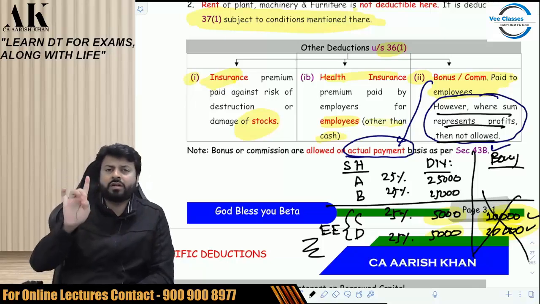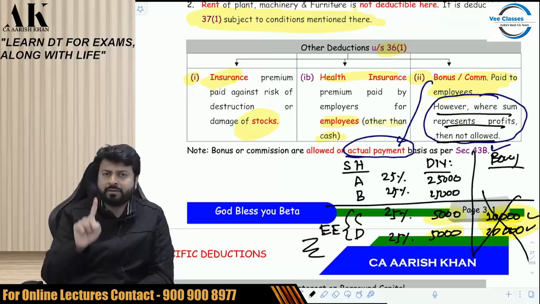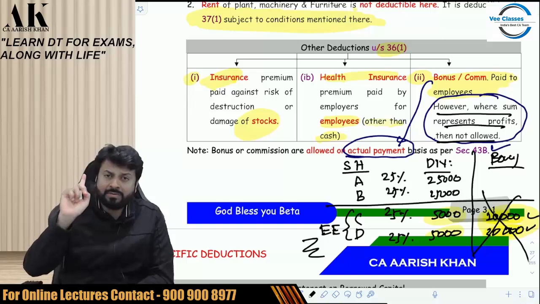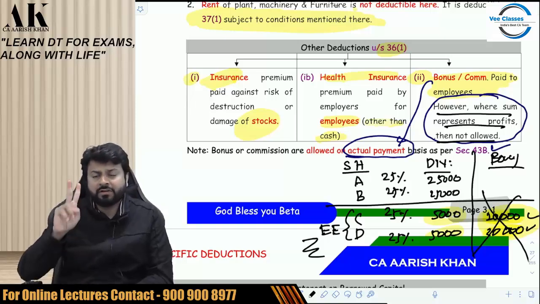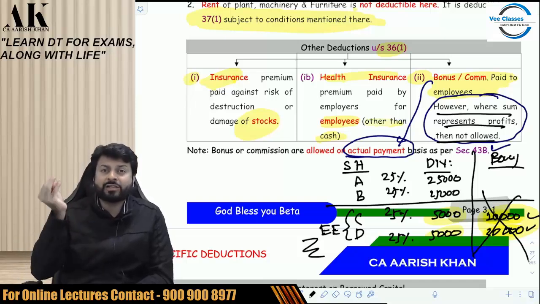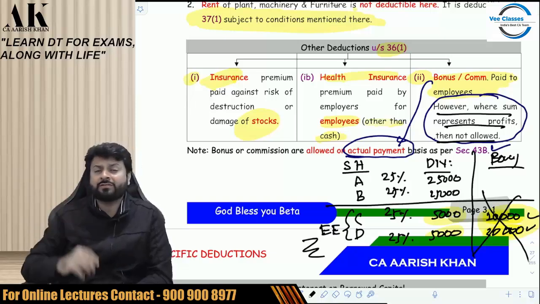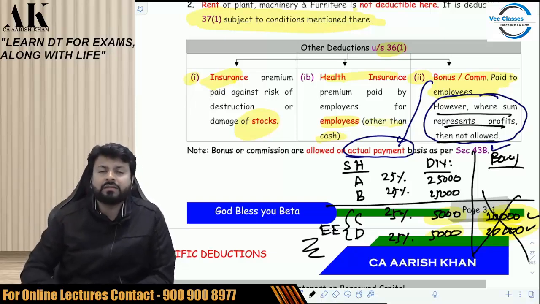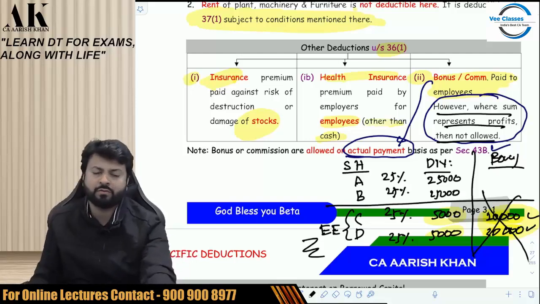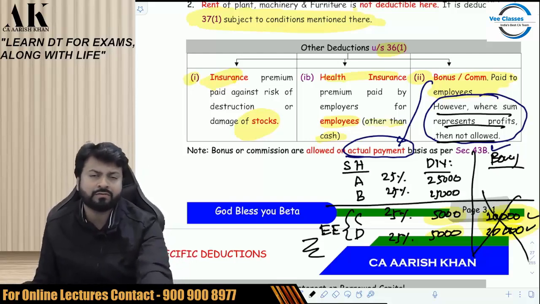If there are four shareholders holding equal share, then all four of them should get equal dividend. Why is there a discrepancy in the dividend payment? For the first two shareholders who are not employed, you are paying the entire 25,000. For the rest two, you are paying only 5,000. And the remaining 20,000, which is actually a distribution of profits, you are showing that as what? As bonus. Then it is not allowed as a deduction. You can take a note of this example if you want. You can take a photograph of it.